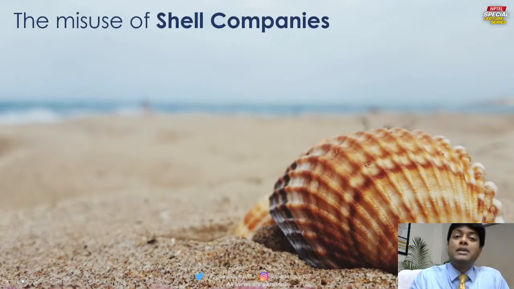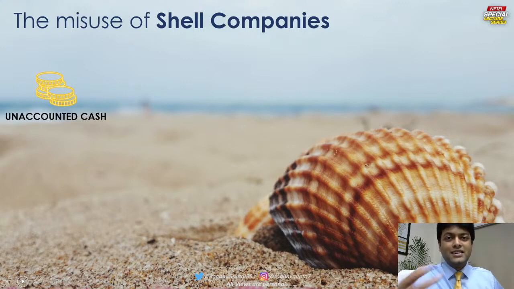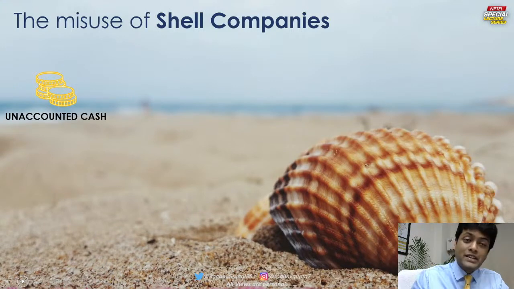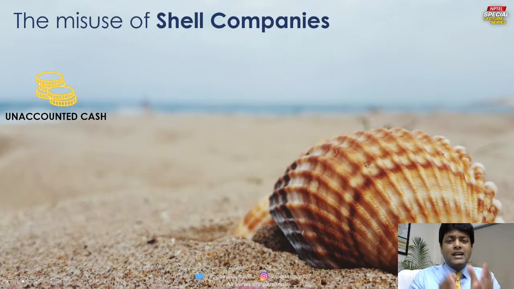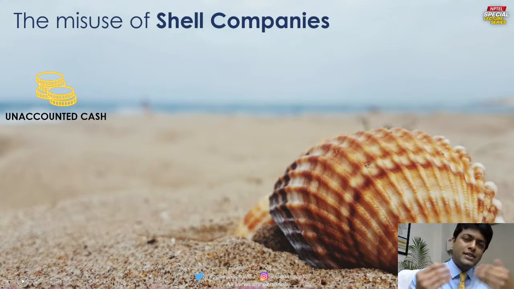The question is, how are they misused? So with this scheme, we'll understand how shell companies are literally used for tax evasion. Let's say we have unaccounted cash, which means that a source, a company or individual or some entity generated some cash and does not want to pay taxes on it. So what does that person do?